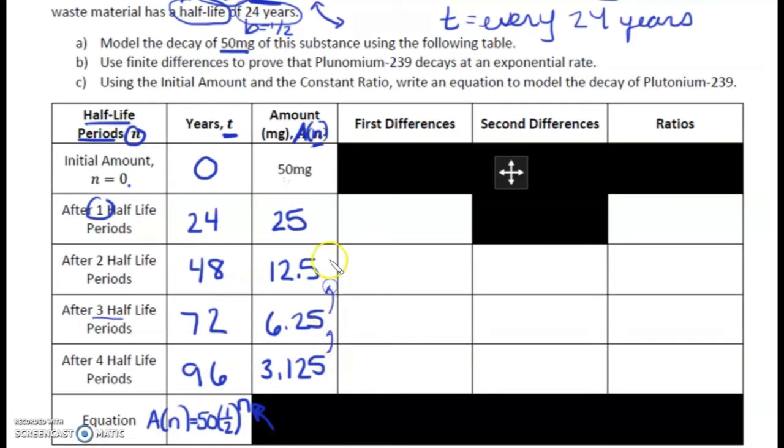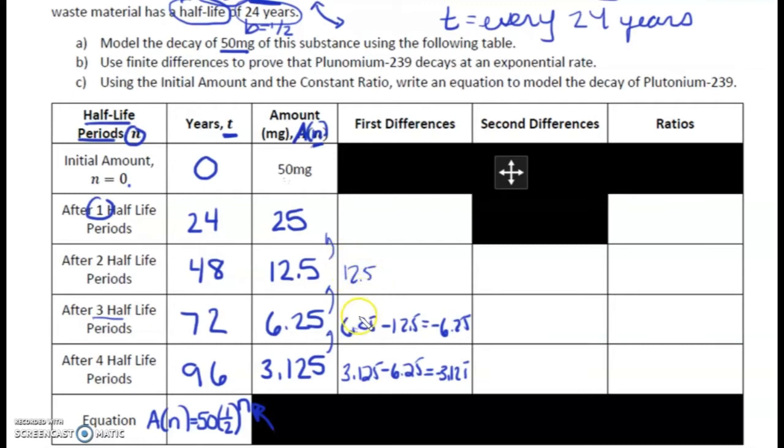Okay, so we know first and second differences are not going to work, so let's just show that. 3.125 minus 6.25 equals negative 3.125. 6.25 minus 12.5 equals negative 6.25.